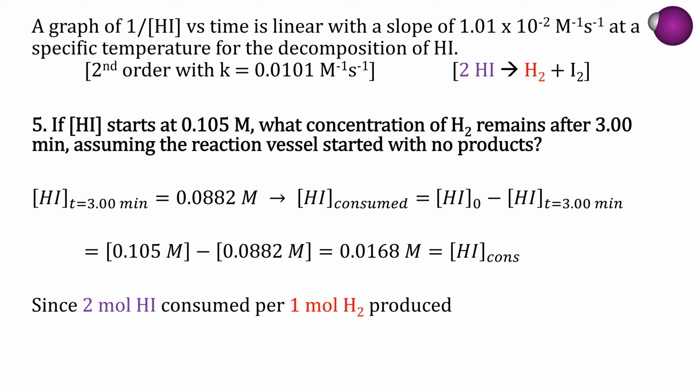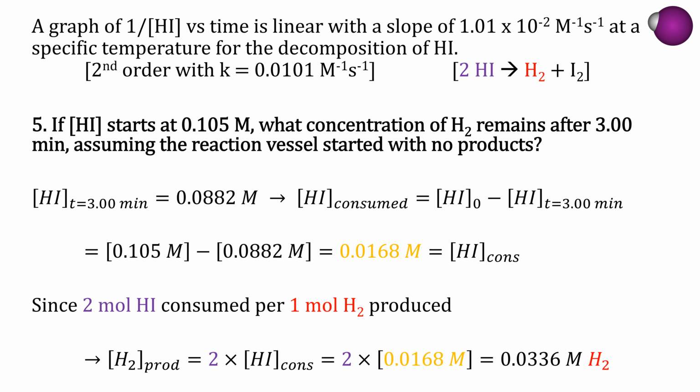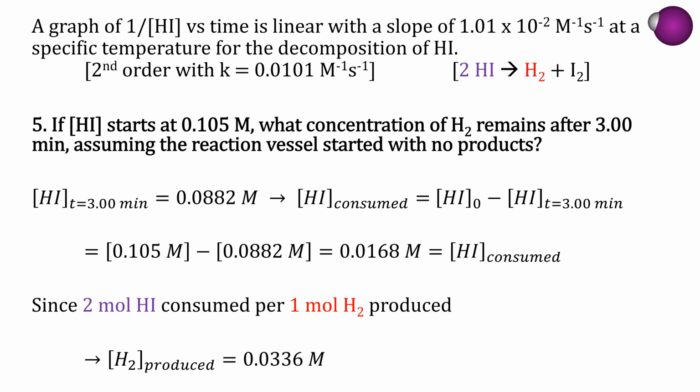Now, when I look at the chemical equation above, I see that for every 2 moles of HI that are consumed, I am producing 1 mole of H2. Therefore, the quantity of H2 produced after 3 minutes is going to be equal to one half times the quantity of HI that was consumed, or one half times 0.0168 molarity, which gives me 0.0084 molarity H2. So my total H2 produced during 3 minutes is 0.0084 molarity.